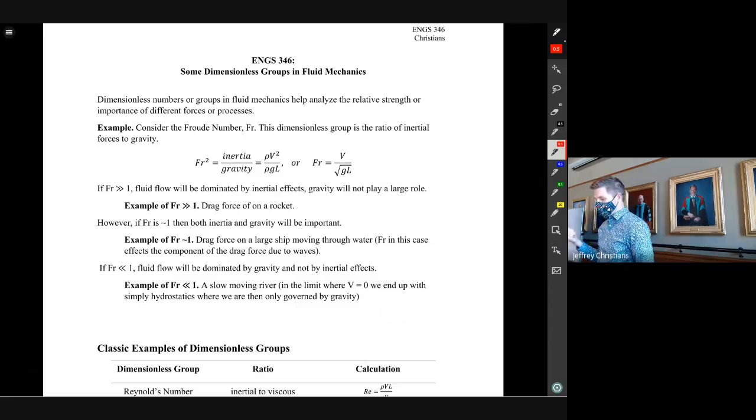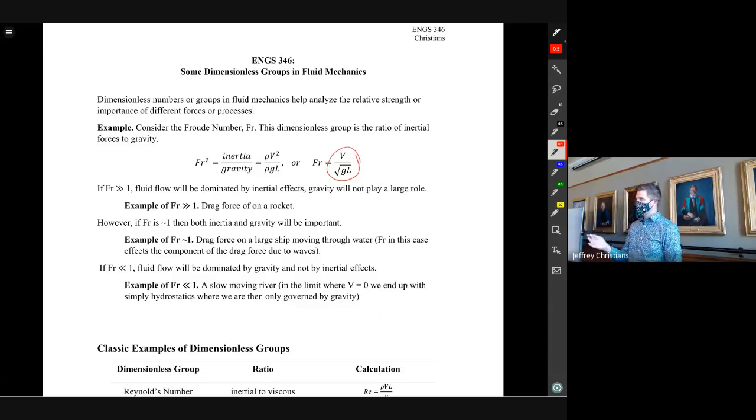So the example that I have, one that we haven't seen before, is called the Froude number. The Froude number is a dimensionless ratio of inertia to gravity, inertial forces to gravity. So inertial forces, that's rho v squared, gravity, rho gh. So you're looking at the ratio of these two forces. Really, that's the Froude number squared, but that's just a weird definition thing. But the Froude number is this ratio of forces.